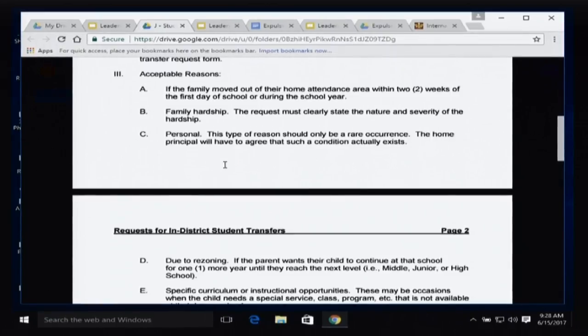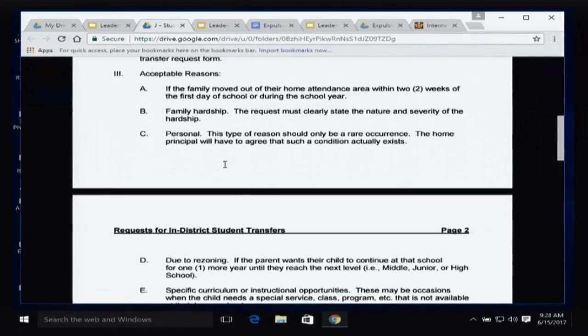There's so many examples. It's more convenient for me to drive all the way across town and drop my kid off at this school than it is to go to the one across the street. That's not a valid reason. We get it all the time. And personal sensitive issues, I believe is what it says on the form.